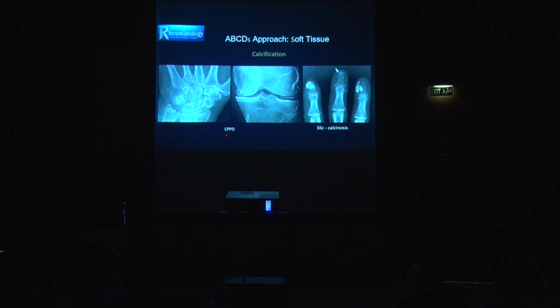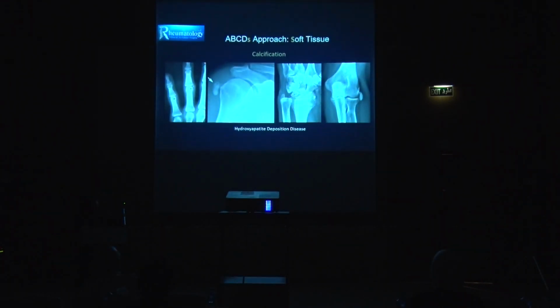Again, in pseudogout, the old name is pseudogout, the new name is calcium pyrophosphate deposition disease, CPPD. We don't call it pseudogout anymore. So in CPPD, you can see calcification inside the cartilage of the knee, which is called chondrocalcinosis. And again, you can see the chondrocalcinosis in the triangular fibrocartilage of the wrist. So these are all examples of soft tissue abnormalities that can be seen on X-ray.